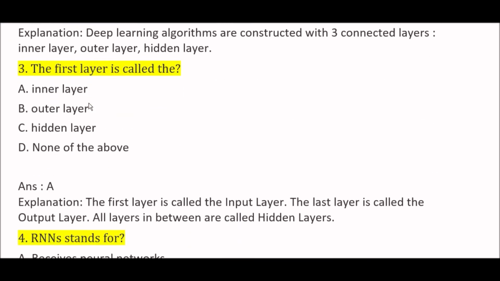Next question. The first layer is called the option A input layer, option B output layer, option C hidden layer, option D none of the above. Right answer here is option A, input layer. The first layer is called the input layer. The last layer is called the output layer. All layers in between are called hidden layers.